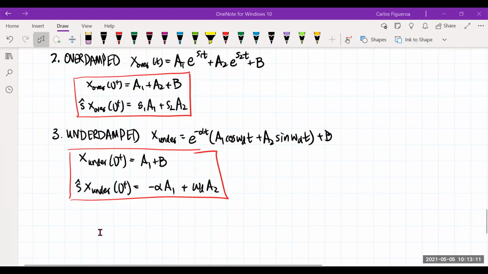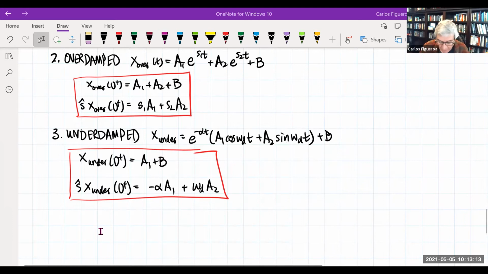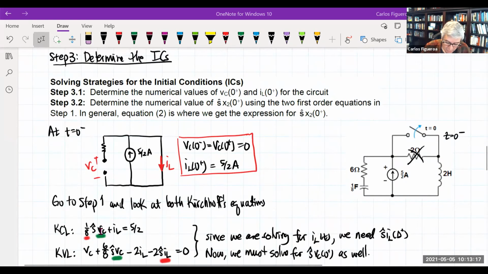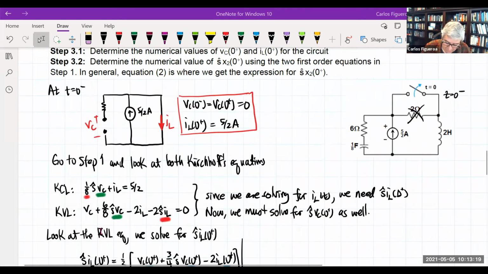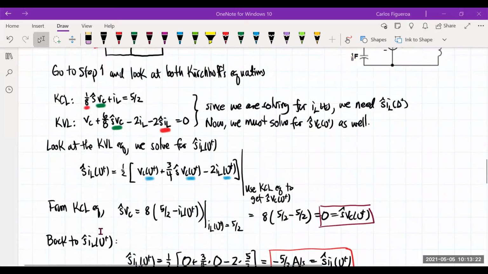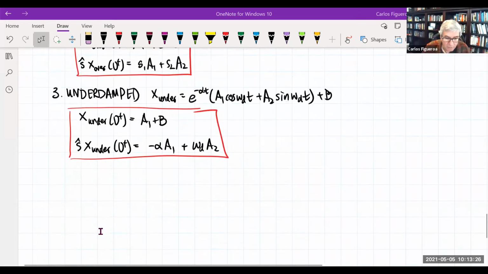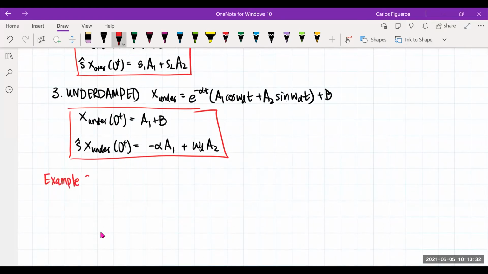Carlos, are we going to finish the first one or no? Oh, I forgot about that one. So let's go look at this guy again. So what is that example? It was 8.4. Okay.